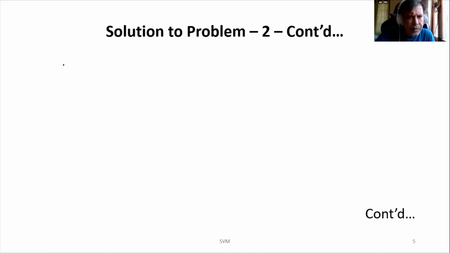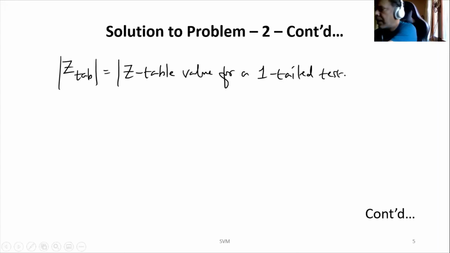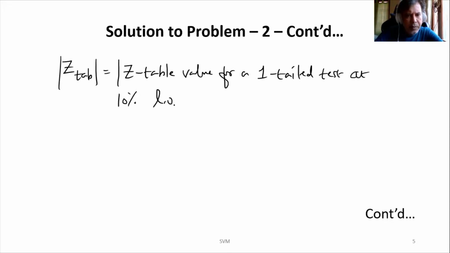The next step is to write down Z-tab, that is the Z table value, for a one-tailed test at 10% level of significance within modulus, and that value from the tables will be 1.28.